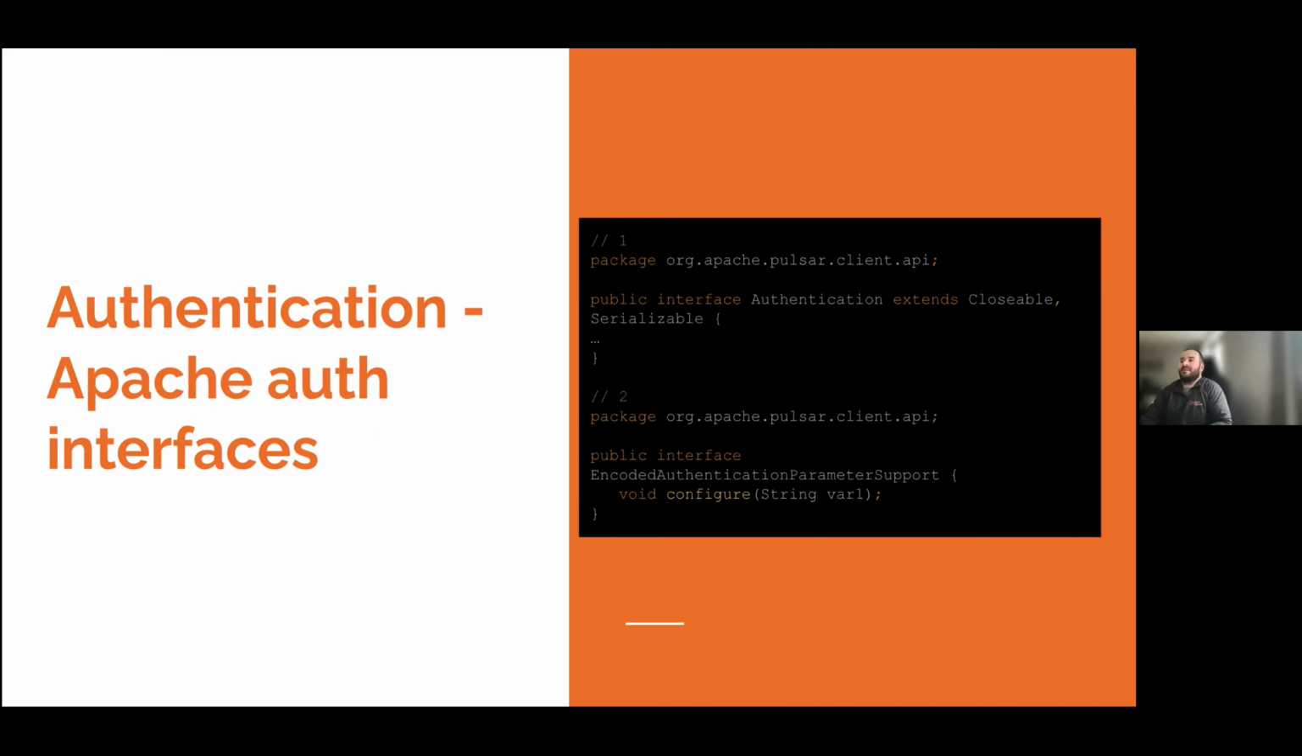So how I did authentication. Pulsar has the authentication interface in the Apache Pulsar project, and this parameter support one. This is for command line authentication. You can just go configure and pass a string, and it authenticates any request you have. I'm very lucky to have this, or it would have been quite awkward to do in a generic way that anyone could use.